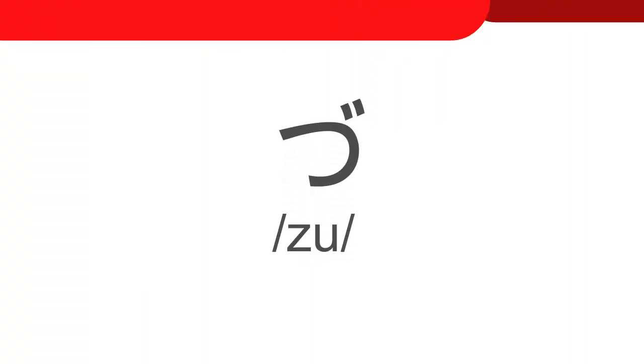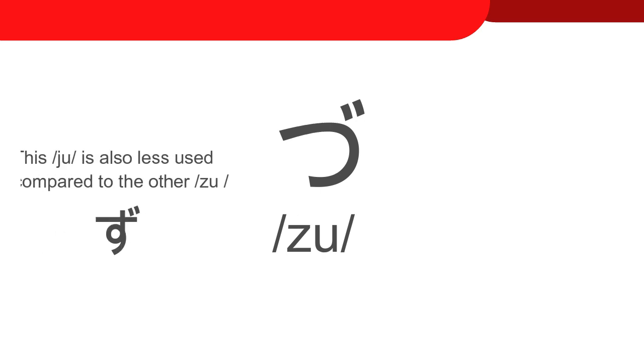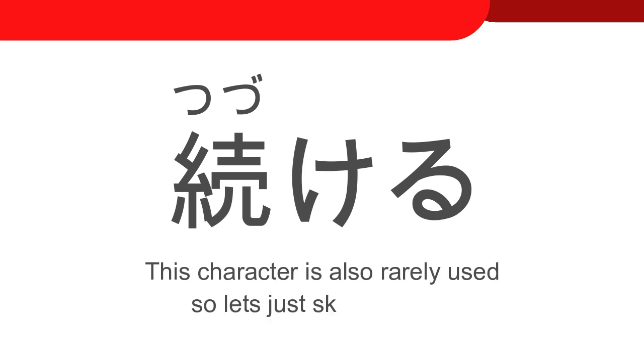And this also applies to tsu. When tsu is attached with the dakuten, it becomes zu. And also, this zu, compared to the previous zu, is less used. It will be used in some words, for example, tsuzukeru, which means to continue. In that word, it will be used, but it's very rarely used.